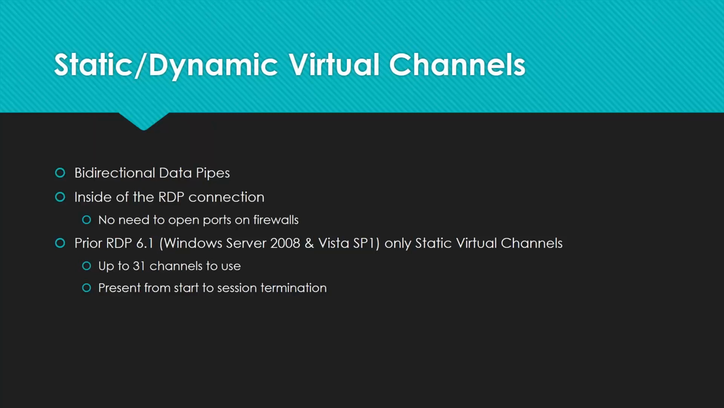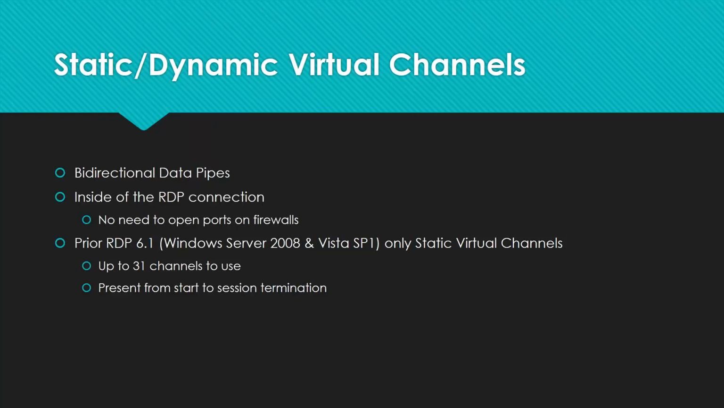Prior to RDP protocol 6.1, which was prior to Windows Server 2008 and Vista SP1, the previous protocols only used static virtual channels. When you connect to an RDP server, those channels are set up, and the only way to terminate them is when you disconnect and terminate your session. Up to 31 channels could be used, and those were static channels. You couldn't change anything about them.